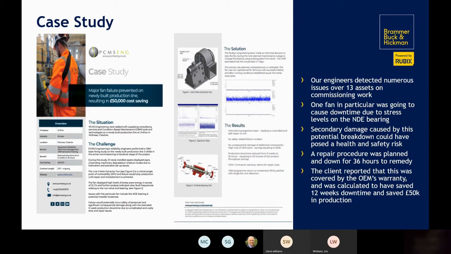The catastrophic failure of this unit could have resulted in secondary damage to the asset and a potential health and safety risk. As a result, the repair was planned and carried out, and the fan was non-operational for 36 hours with minimal lost production and costs covered by a warranty claim. It is estimated that a failure would have led to 12 weeks of lost production and an estimated cost of £50,000. I'll hand back over to Jason to talk about air leak surveys.